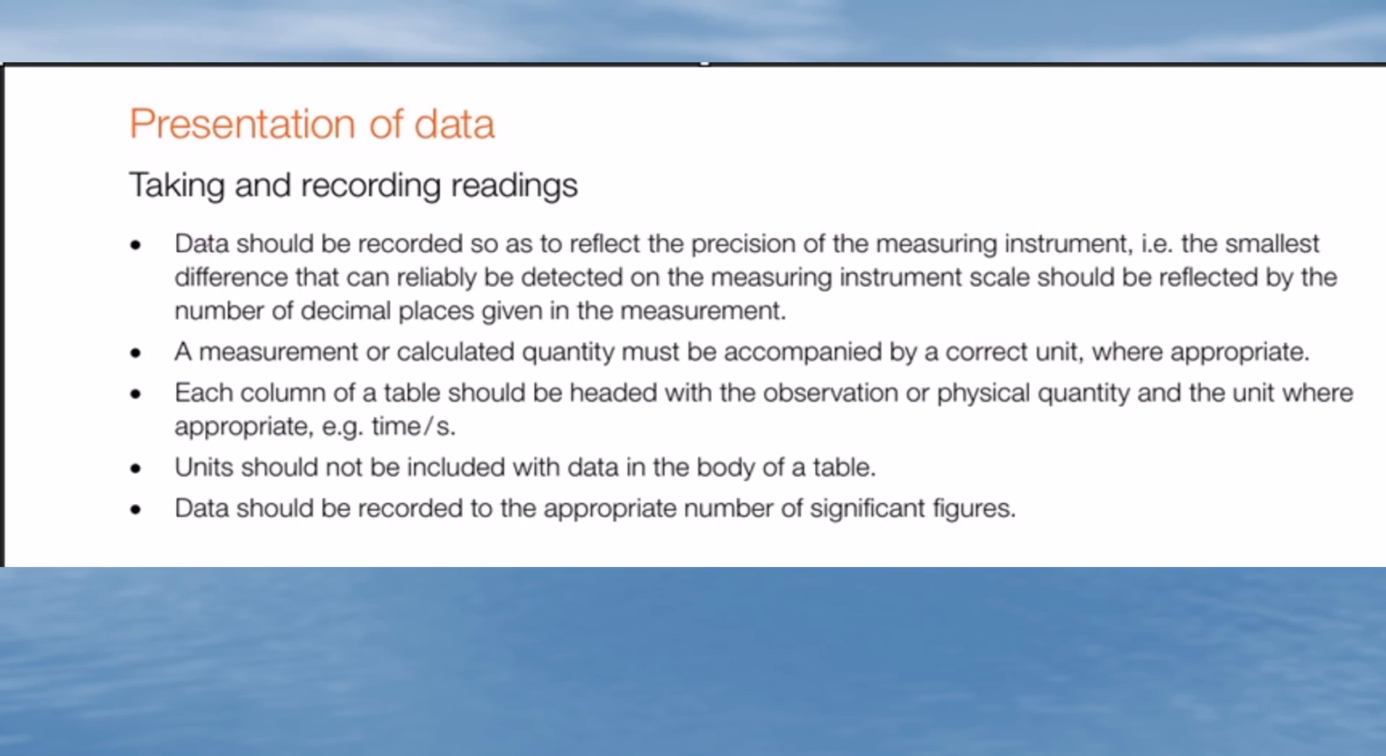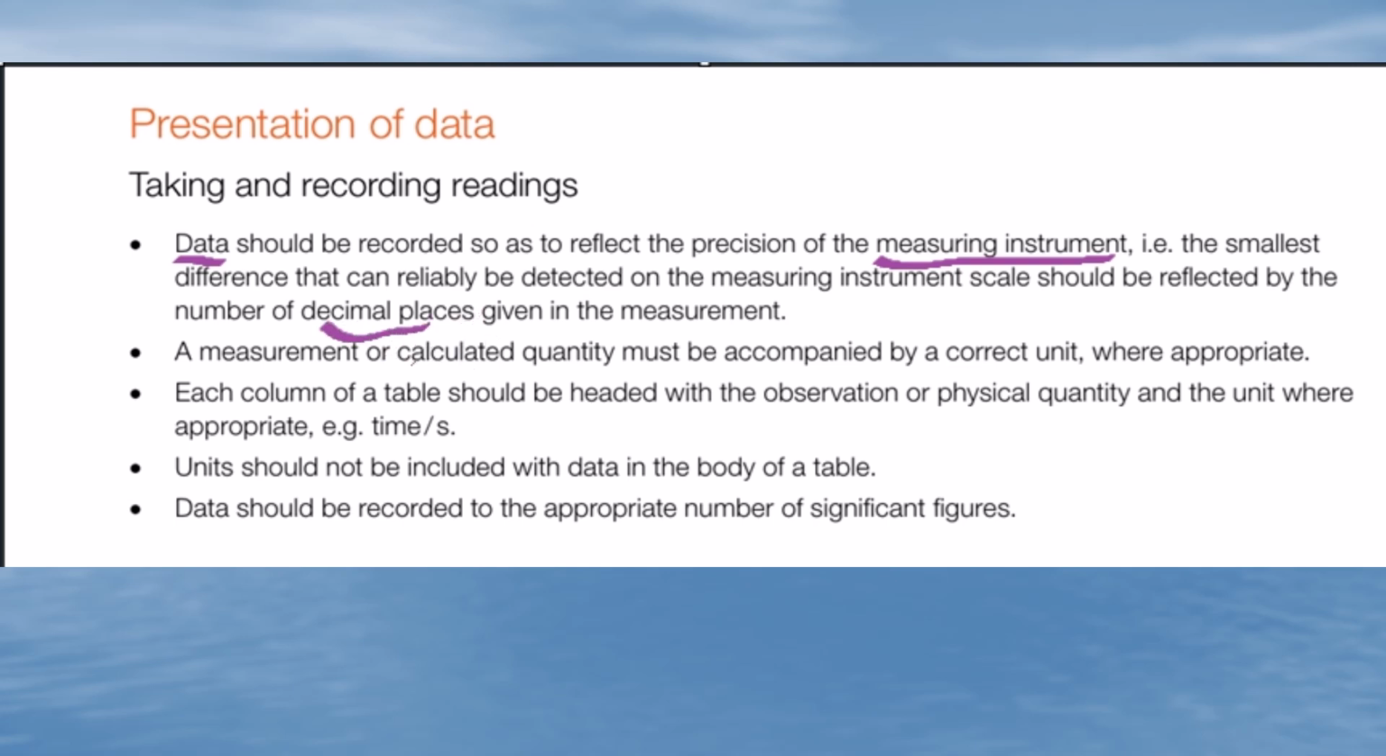Okay. Presentation of data, and this is especially important in Paper 2. The data should be recorded to reflect the precision of the measuring instrument. For example, there's often a ruler where you measure in millimeters, so use that. The smallest difference that can reliably be detected on the measuring instrument scale should be reflected by the number of decimals given in the measurement. This is important. Think about that.